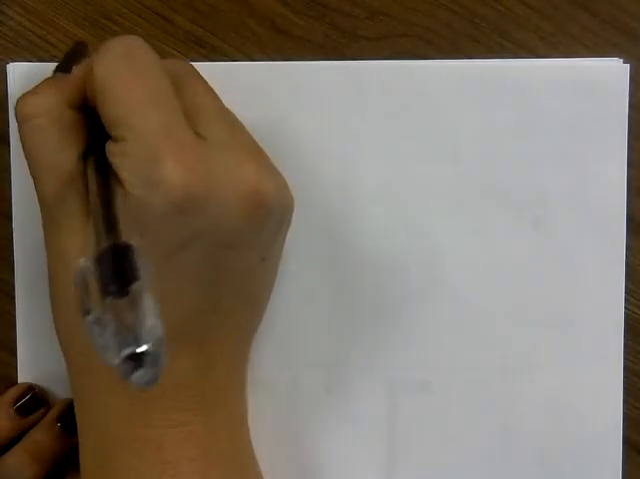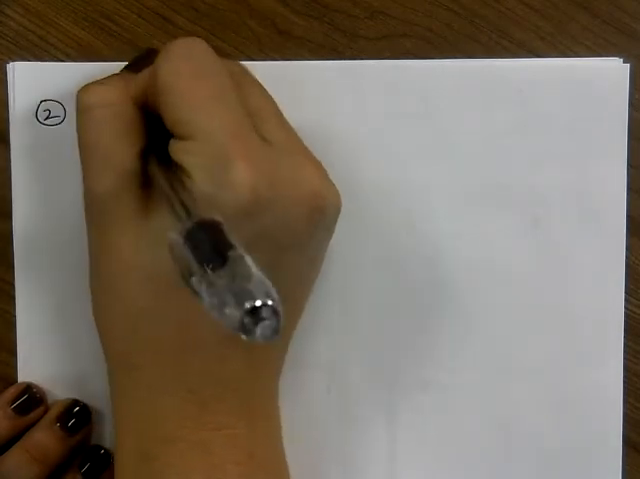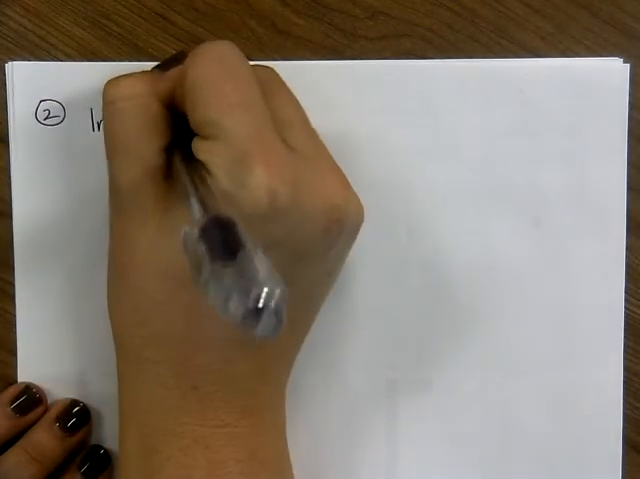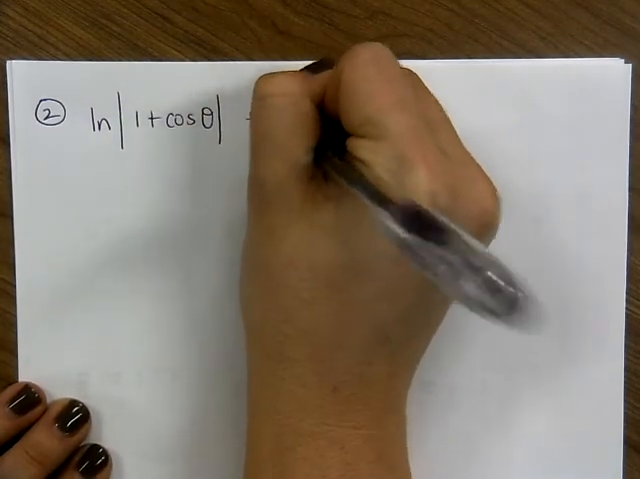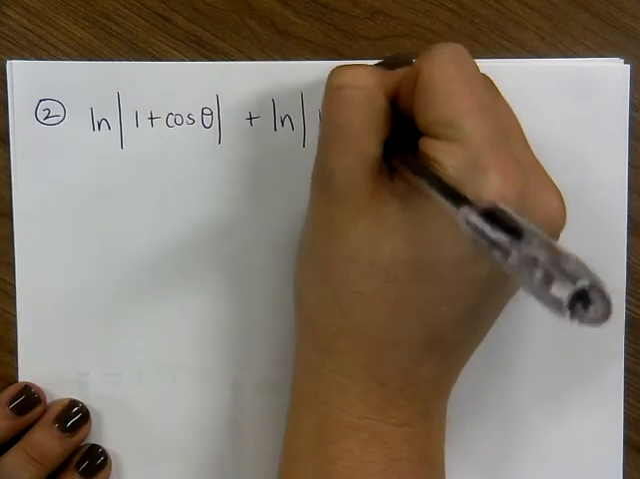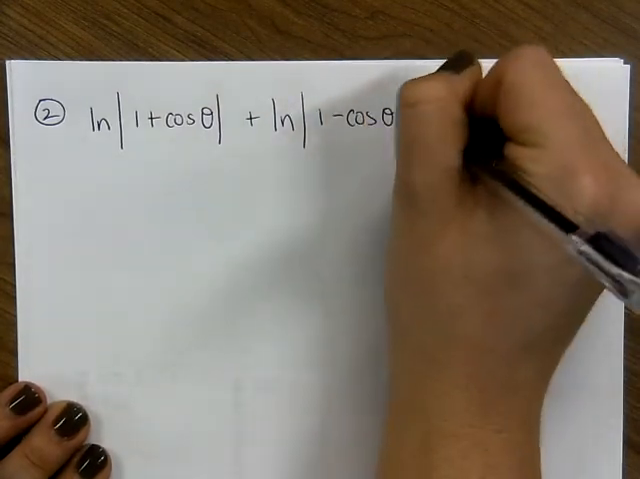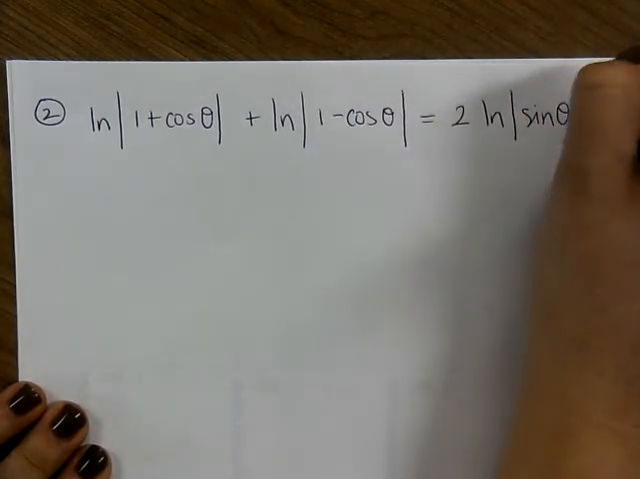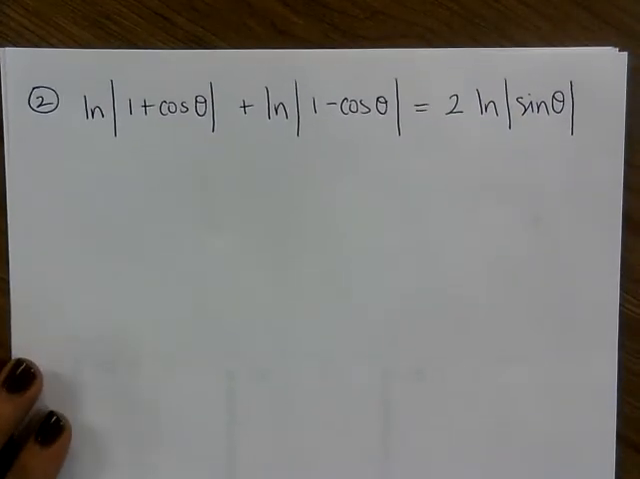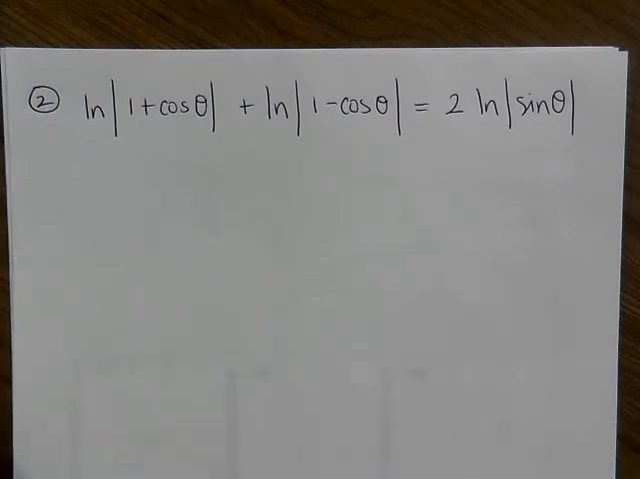We'll call this, I guess I'm going with number 2. I have the natural log of the absolute value of 1 plus the cosine of theta, plus the natural log of 1 minus the cosine of theta equals 2 natural log sine of theta. Well, this isn't too intimidating. Okay, number 2, this is example 2, but you can do it. You and your partner are going to talk about how.